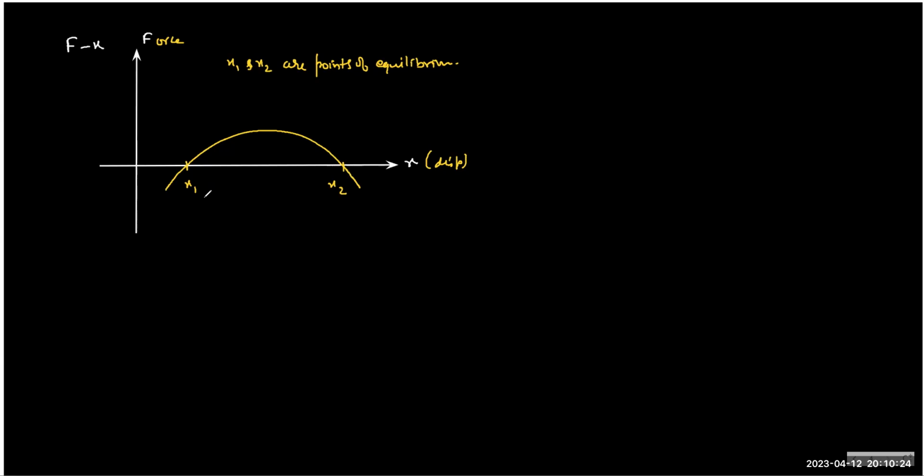So which point is stable and which point is unstable? Tell me. Analyze the nature of stability at x1 and x2.